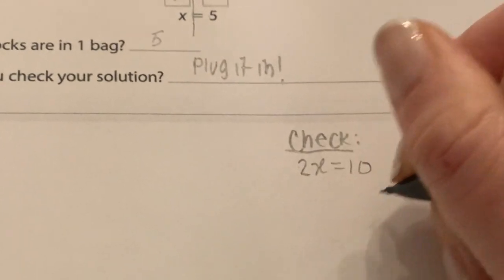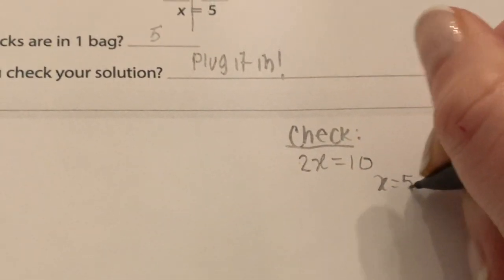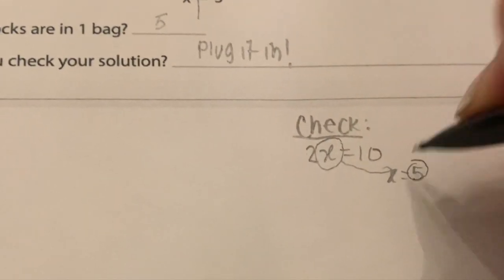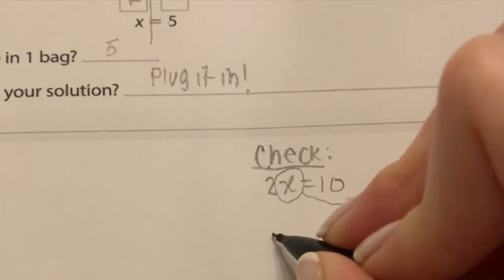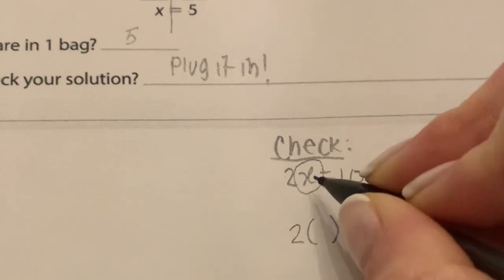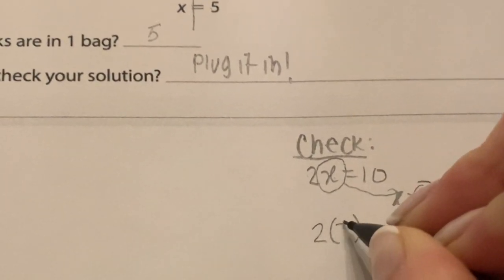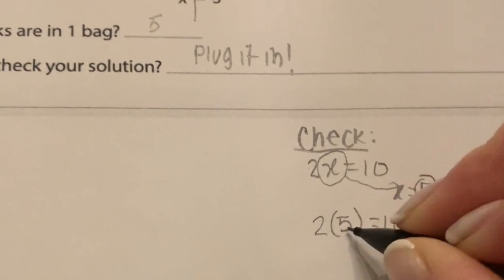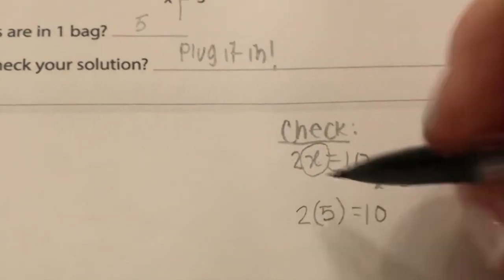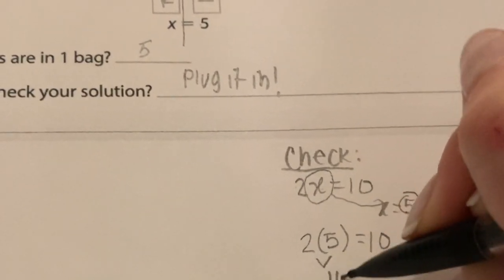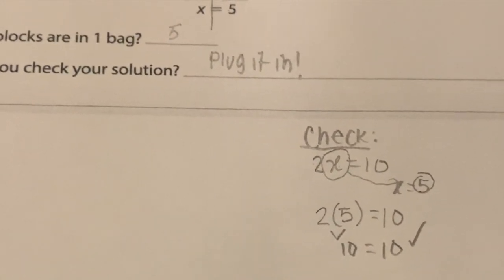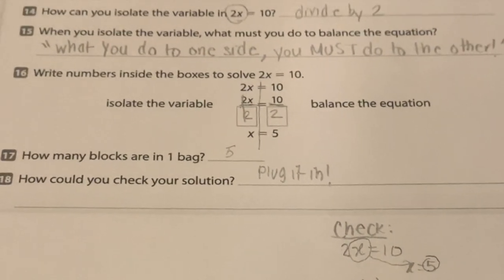So if you got x equals 5, anywhere you see an x, you're replacing it with 5 to check. Remember, when you have a coefficient and a variable together, you really need to write those parentheses so that you remember that this is multiplication. If we don't write the parentheses there, we're going to have 25 equals 10, and we know that's not right. 2 times 5 gives me 10. 10 equals 10, which is what I want, and I know I did it right. So your answer is x equals 5.